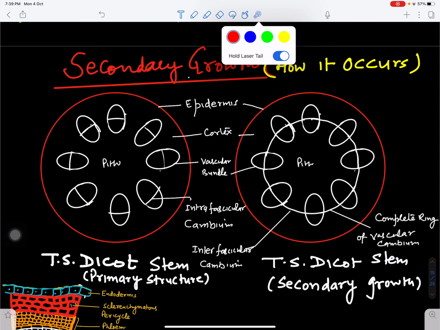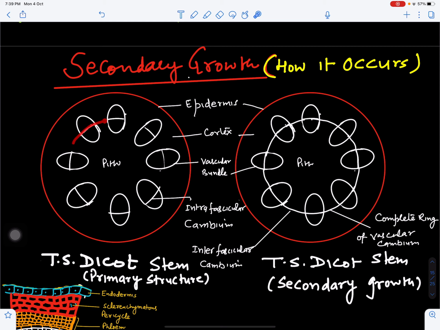And we will see that during transverse section, all the vascular bundles are arranged in a ring. To know more about the primary structure of the dicot stem, you can watch my video of anatomy of dicot stem. Link is shared in the description box. We can see here vascular bundles arranged in the form of a ring.